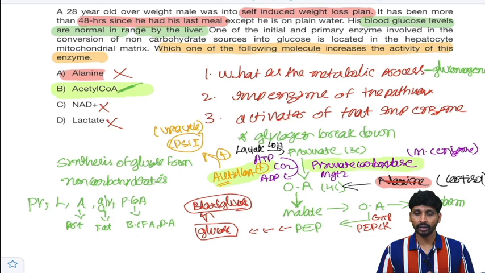This way you have to rule out the options, and this is the important concept. You got to know about the important enzyme pyruvate carboxylase.